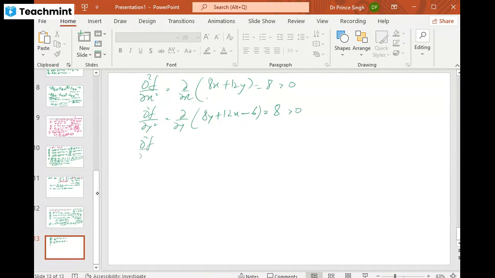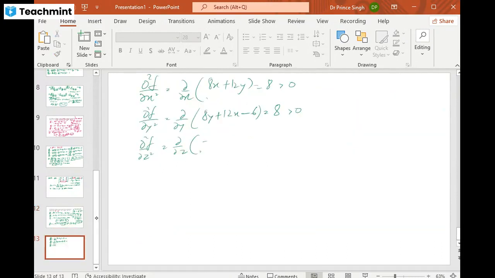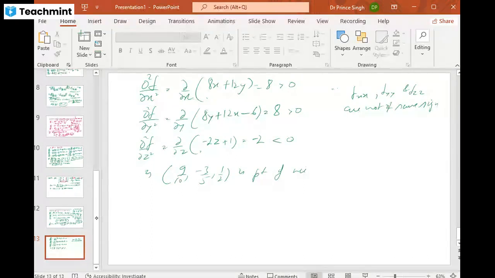About curly square f upon curly z square. This is curly by curly z of curly f upon curly z, minus 2z plus 1. This is minus 2, less than 0. So because fxx, fyy and fzz are not of the same sign, it means that the point 9 by 10, minus 3 by 5 and 1 by 2 is the point of neither maxima nor minima.